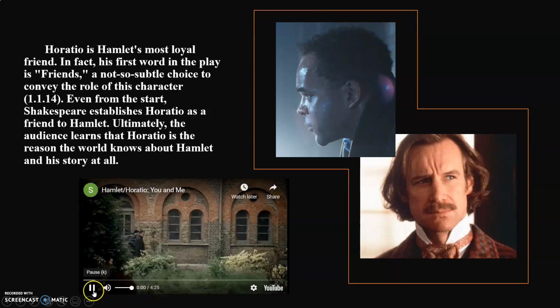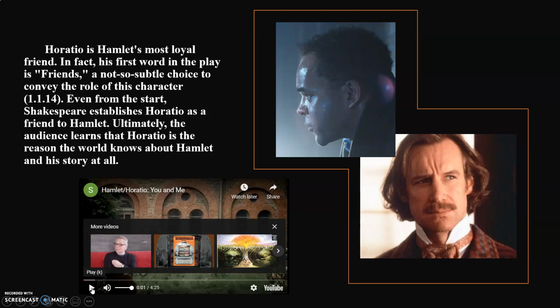Now I want you to describe the relationship this character has, or describe the character. And because every character has some sort of relationship to Hamlet, the title character, you might want to include how that character is associated with Hamlet. So I have Horatio is Hamlet's most loyal friend. In fact, his first word in the play is friends, a not so subtle choice to convey the role of this character. So then again, I just quoted one word specifically from one line of the scene.